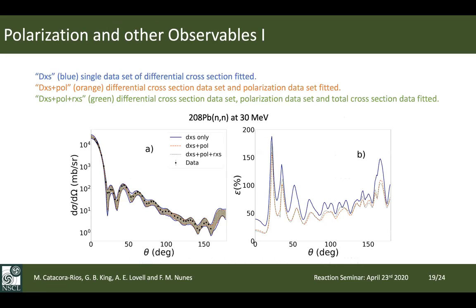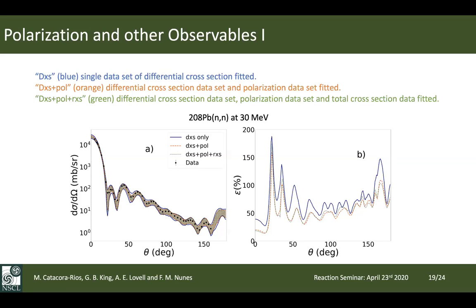So we added the total reaction cross-section, and we just saw some very mild improvement. I wanted to see if adding polarization data to the fit somehow helped this situation. I did a simultaneous fit of differential cross-section with polarization, and another simultaneous fit of differential cross-section, polarization, and reaction cross-section, so I actually include all three observables here. In the plots, blue is a single data set of differential cross-section placed here for comparison. Orange is a combination of differential cross-section with polarization. And finally, green is differential cross-section, polarization, and total reaction cross-section.